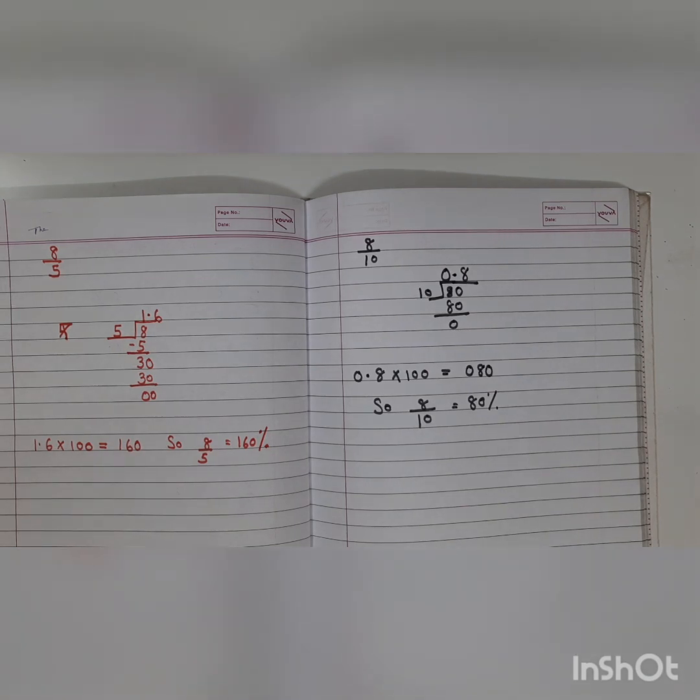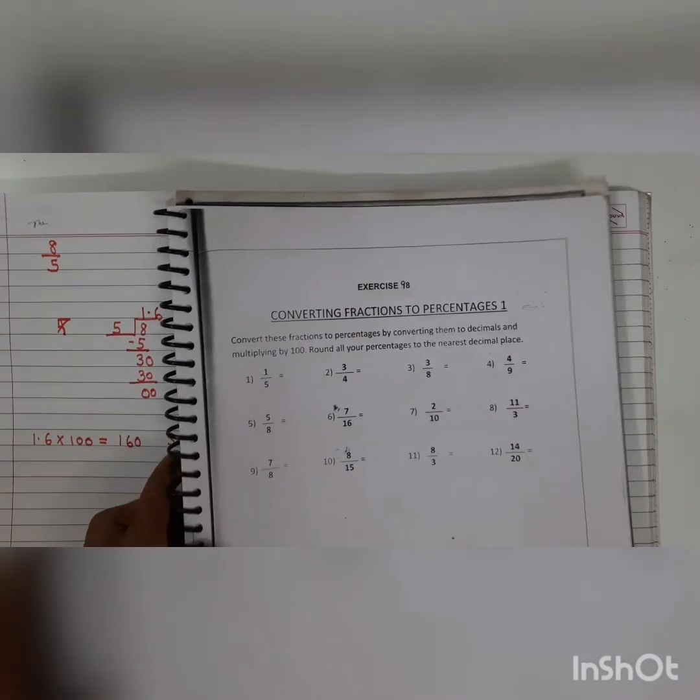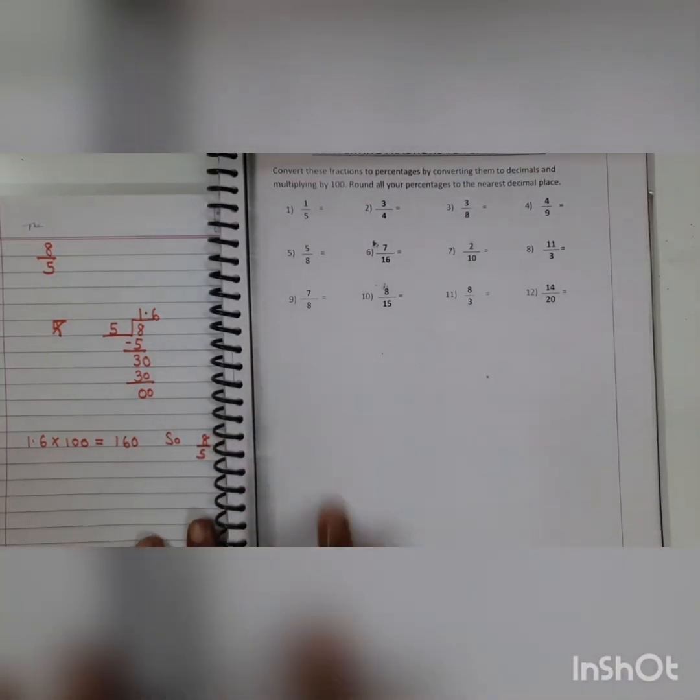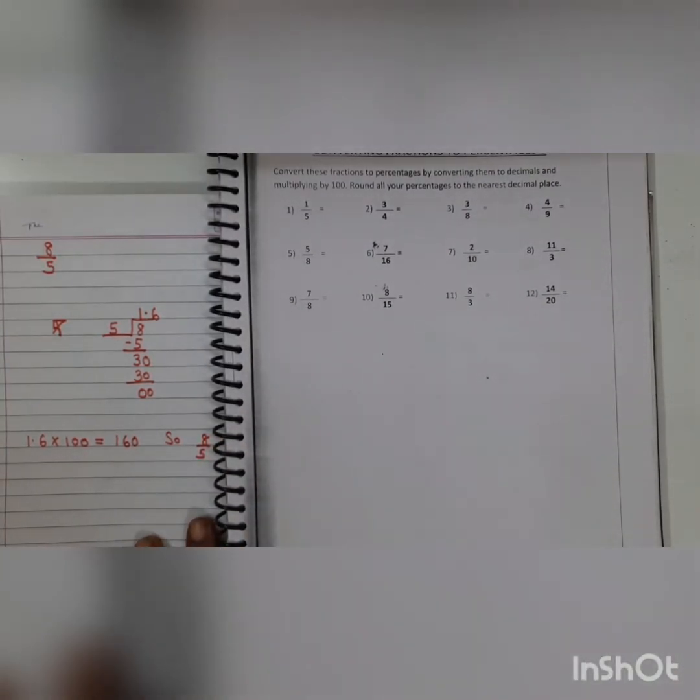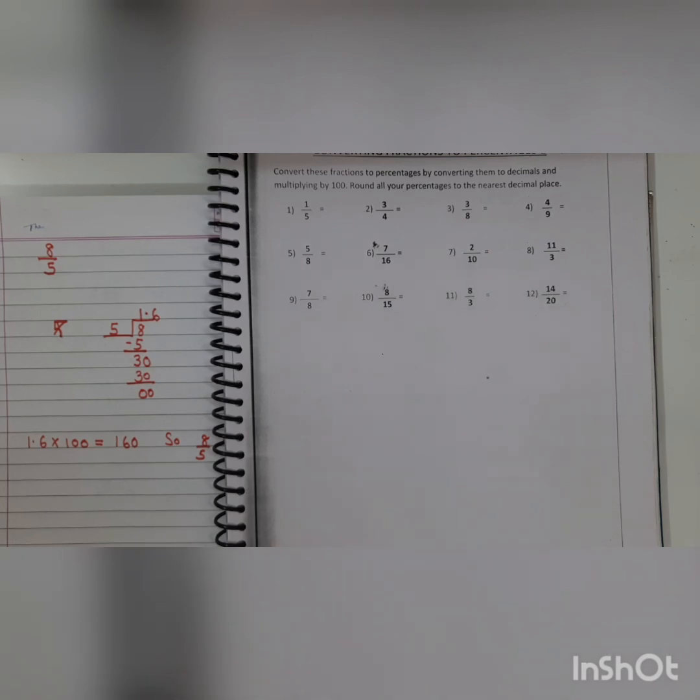So children, I want you to solve this exercise, but there's a mistake here. You will have to cancel this. I'll give you the new sums over here below. So solve that. Solve it in your notebook. Do it step by step. Right?